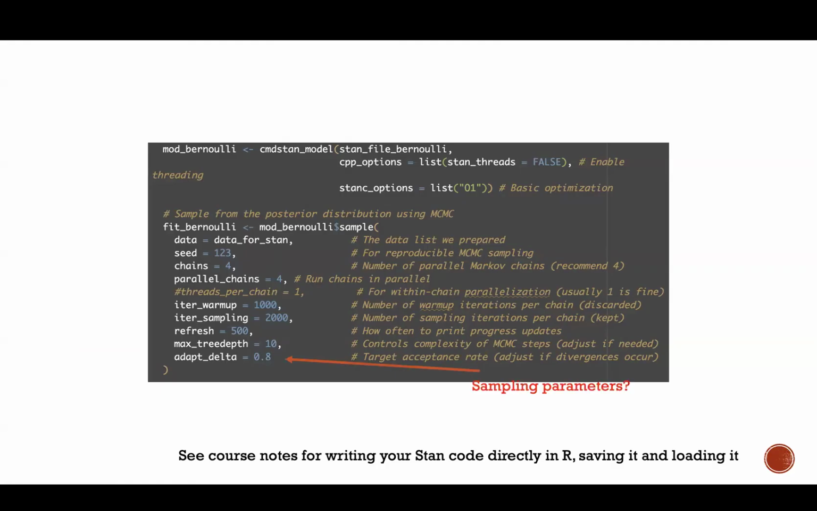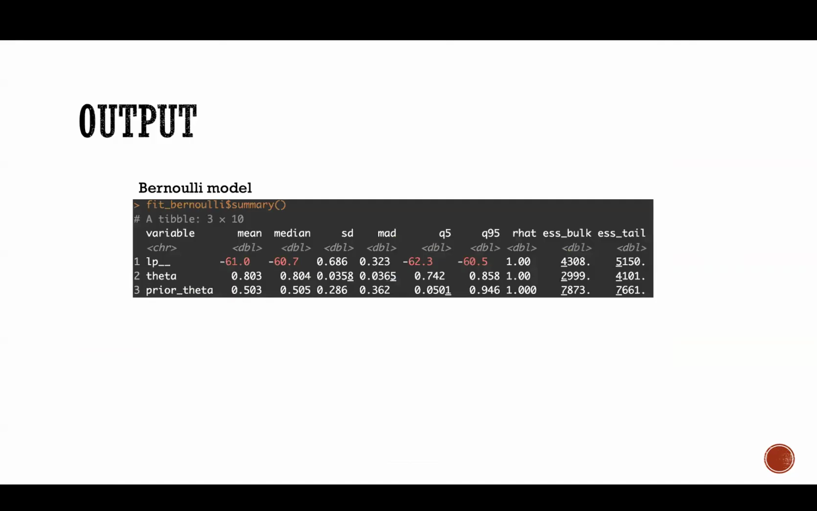Okay, we fit the model. Now we can simply call it. We can say the name of the model and then $ sign the method summary. What we get is a table. So we're back on familiar grounds. We have the name of the variable, mean, median, standard deviation, mean absolute deviation, 5th quantile, 95th quantile, R hat, ESS bulk, ESS tail, lots of stuff that we don't know what it is. Right? But let's focus to start with on the stuff we know what it is.